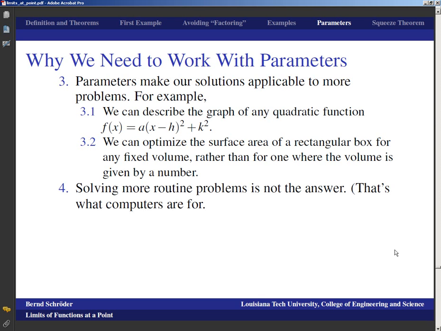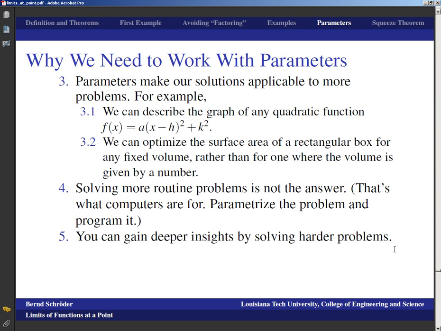And, well, on the other hand, routine problems are what computers are for. Basically, you parameterize the problem and then you program it. So this is also something that ultimately will absolve us of doing a lot of the plunk and grind work in a class like this one. Finally, you also gain deeper insights by solving harder problems, because you work with more complicated symbols, you see a little bit more how things arrange themselves, and that's of course the purpose of this stuff here.